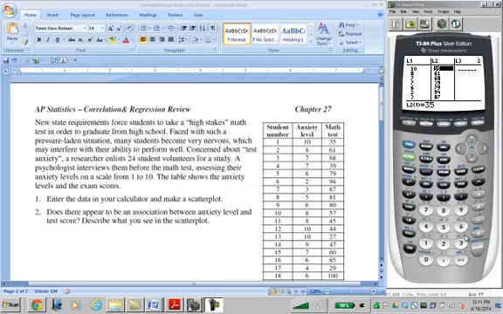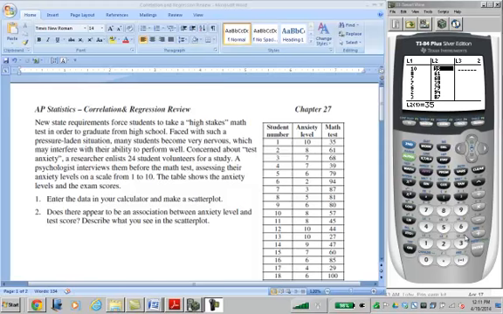Researchers want to find out if there is an association between math anxiety level and performance on a math test. So 24 students volunteer for a study, and they're interviewed before the math test, as you can read here, and their anxiety levels are assessed 1 to 10. And then beside the anxiety level is their score on the math test.